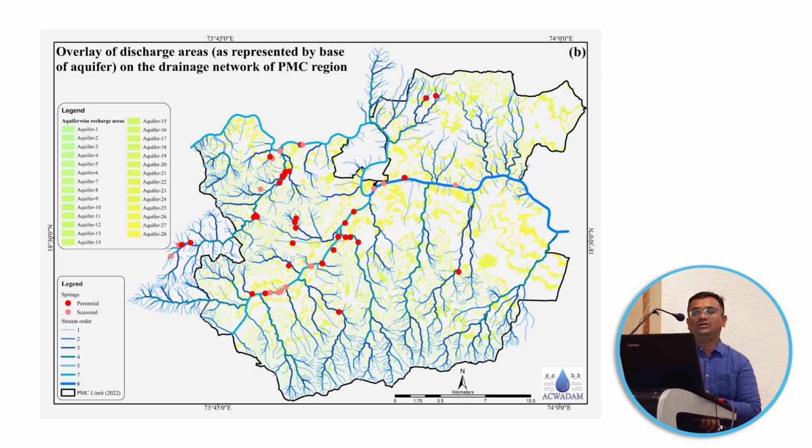Then we also map the discharge zone of the aquifers, and we find out that most of the springs, so these are the springs, most of the springs are coinciding with the discharge areas of the aquifer. So if we want a perennial spring, we need to recharge aquifers.